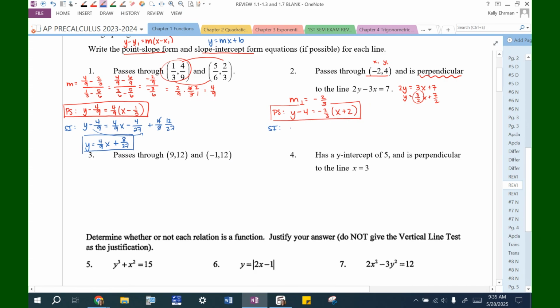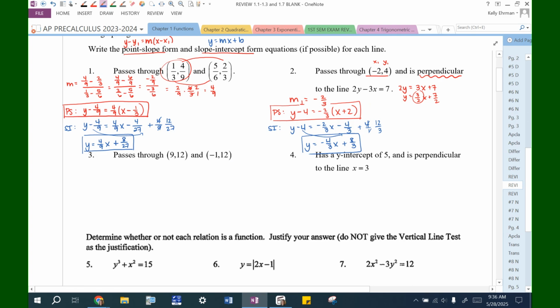So distribute the slope through. y minus 4 equals negative 2/3 x minus, this is 2/1 times 2/3, so minus 4/3. And then you're going to add 4, but you need to change that 4 over 1, change it to 12 over 3, so it has a common denominator. So y equals negative 4 thirds x. Negative 4 thirds plus 12 thirds is positive 8 thirds. I don't know why I keep getting 8s there. So that's our slope-intercept form of that line.